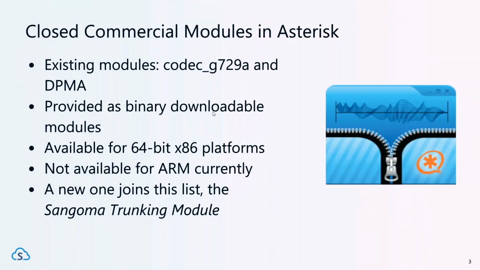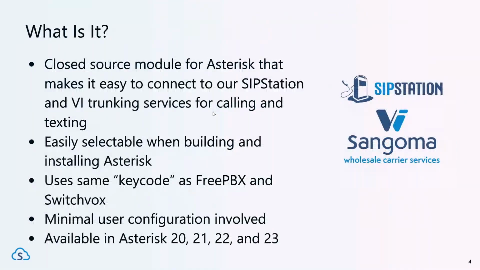Right now, a new one joins this list, which is the Sangoma Trunking Module. So you might be asking yourself, what is this module really about? This is a closed source module for Asterisk that makes it easy to connect to our SIPStation and VI trunking services for both calling and texting. It's easy to install, and I'll talk about that soon. And it uses the same key code or token functionality as you've seen in FreePBX and SwitchVox. Minimal user configuration is involved, and it's available for Asterisk 20, 21, 22, and 23.